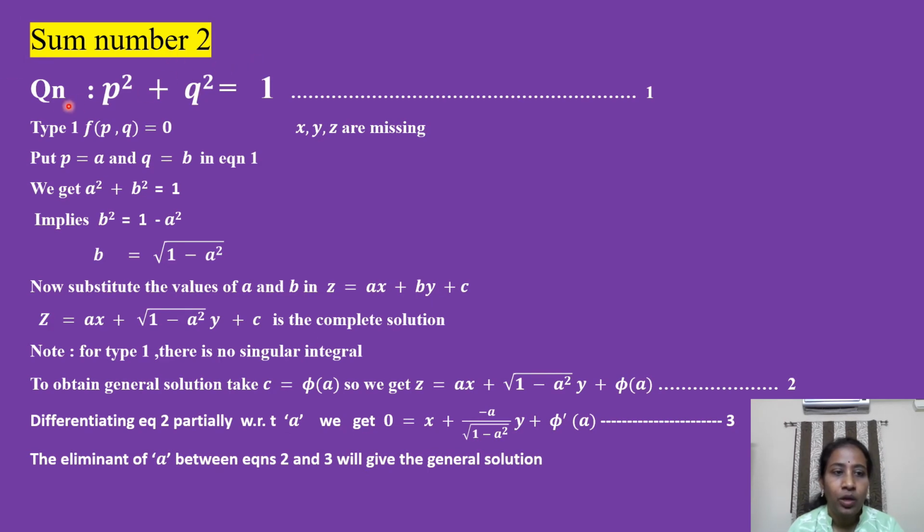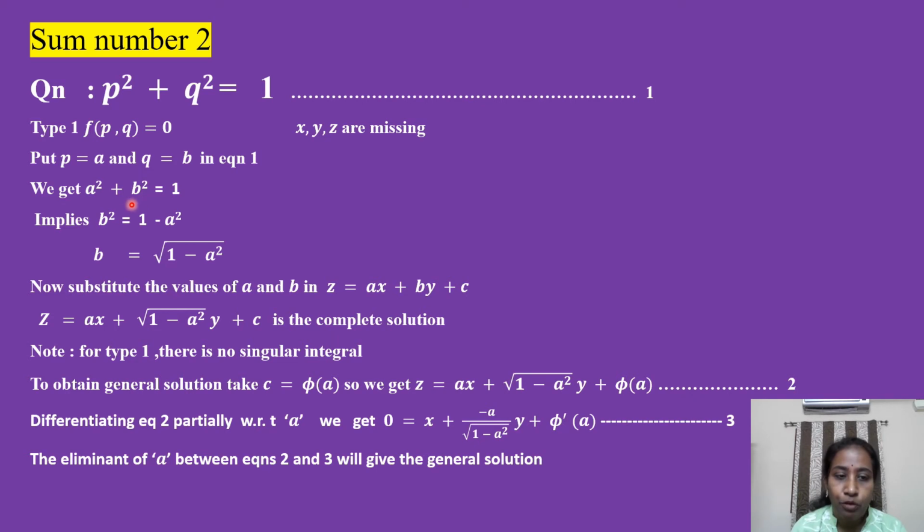Sum number 2, the question is p square plus q square is equal to 1. So the equation has only p and q, x, y, z are missing, so it comes under type 1. As discussed in sum number 1, we are going to substitute p equal to a and q equal to b. So I put p equal to a here, I put q equal to b here, and the equation becomes a square plus b square equal to 1.